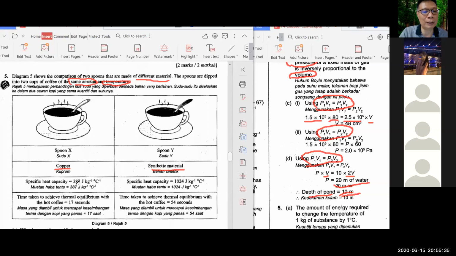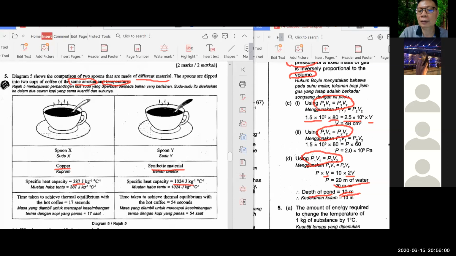Yeah, and then most important is specific heat capacity. For copper, 387, very small. Whereas for this synthetic material, very high, specific heat capacity 1,000 over. Then you see the difference already. I want to ask you, this specific heat capacity is small. This one capacity is big.